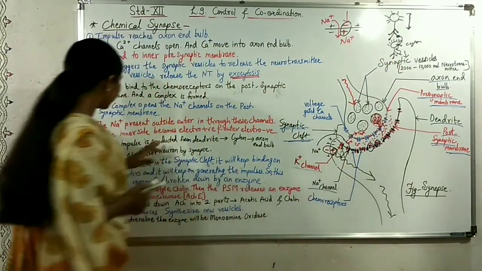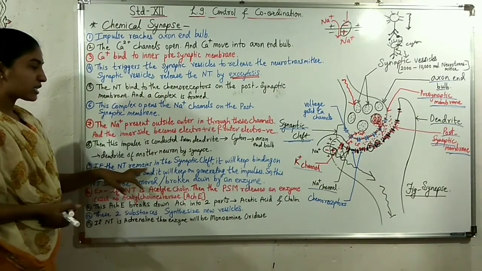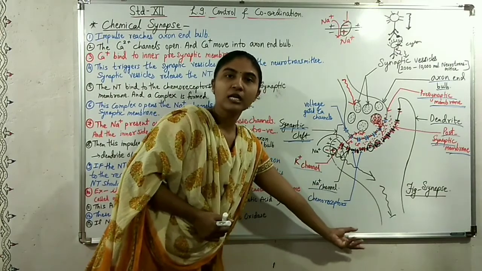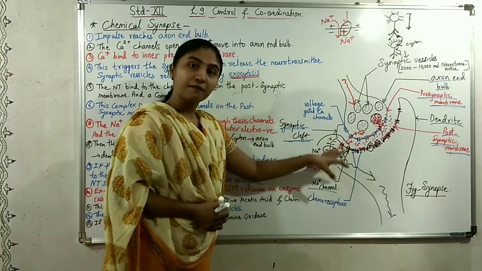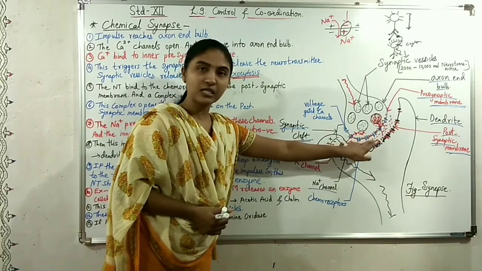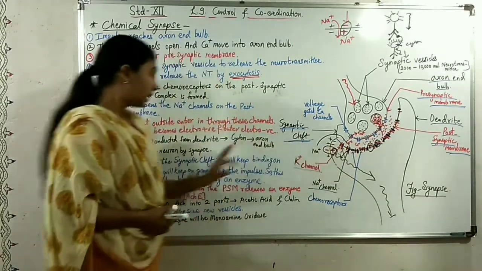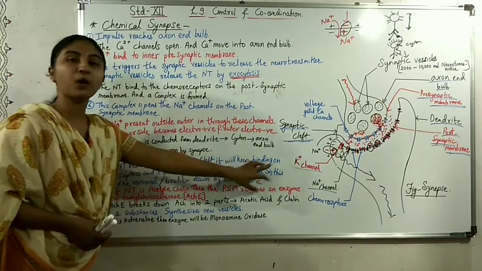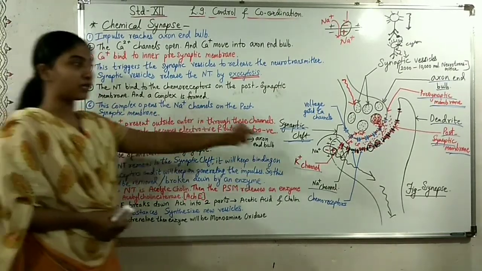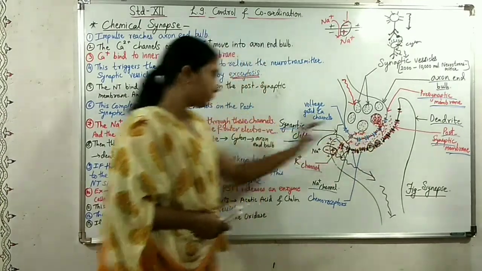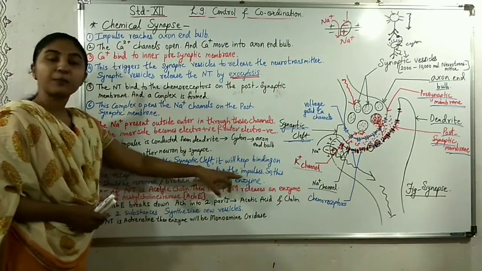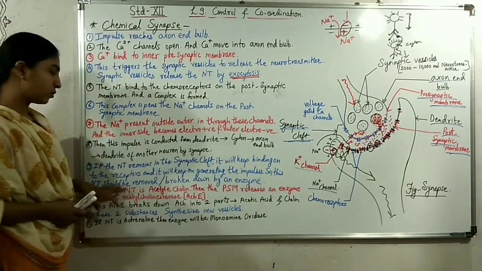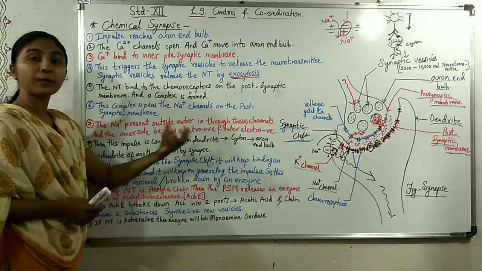Now here, after this impulse is generated and passed on to the cyton by the dendrite, the neurotransmitter is still here in the synaptic cleft. If this neurotransmitter remains in the synaptic cleft, it will keep on binding with the receptors present on the postsynaptic membrane, and it will keep on generating the impulse again and again. So this neurotransmitter should be removed or broken down.